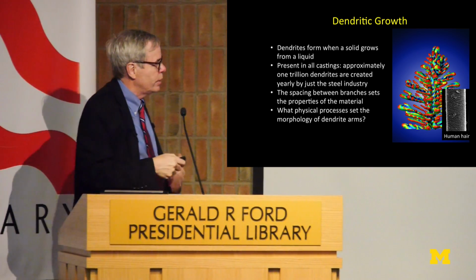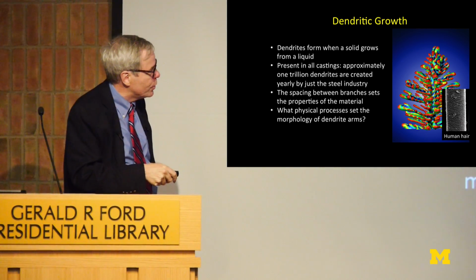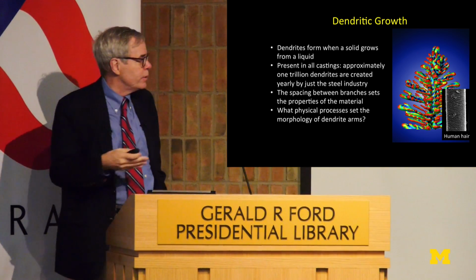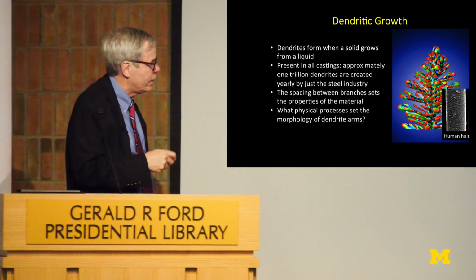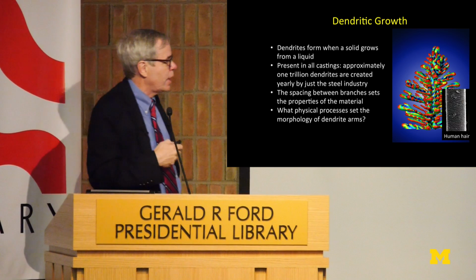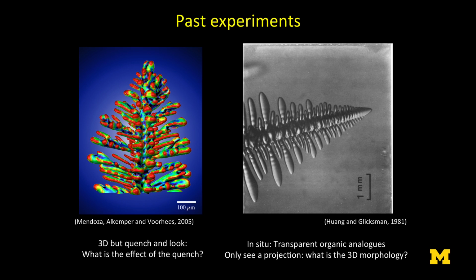And so what we're trying to understand is, since they have that strong link between the properties and the spacings of these dendrites, how do we control the spacing? What sets the spacing of the dendrite arms? This is not a new question to us. It's been around for a long time. And people have been pushing at this in a number of ways.